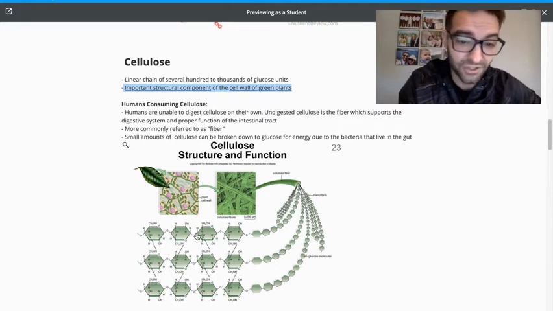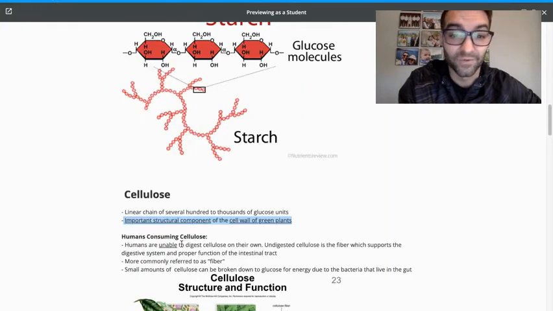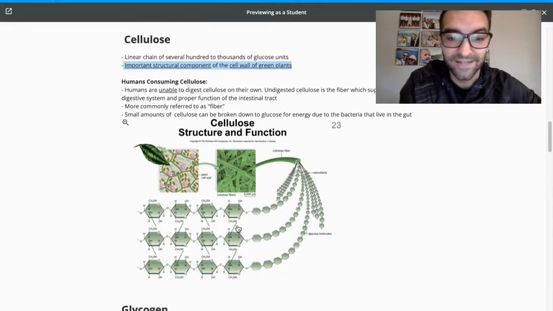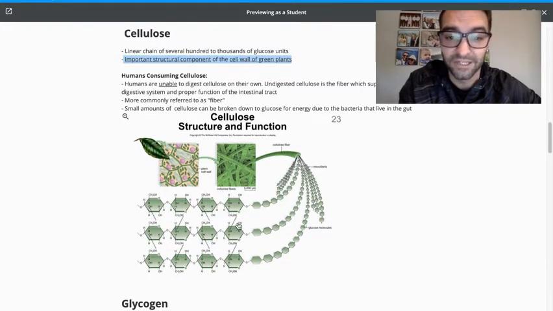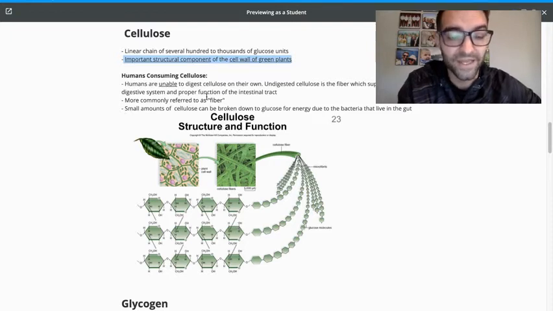This is, again, just glucose, but the way that it is bonded together, which is different than how starch is bonded together, we are unable to break these bonds with our metabolism, and therefore we can't use these as energy. But cellulose is actually very important still to our diet, and we refer to it more commonly as fiber, which supports the digestive system and proper function of the intestinal tract.